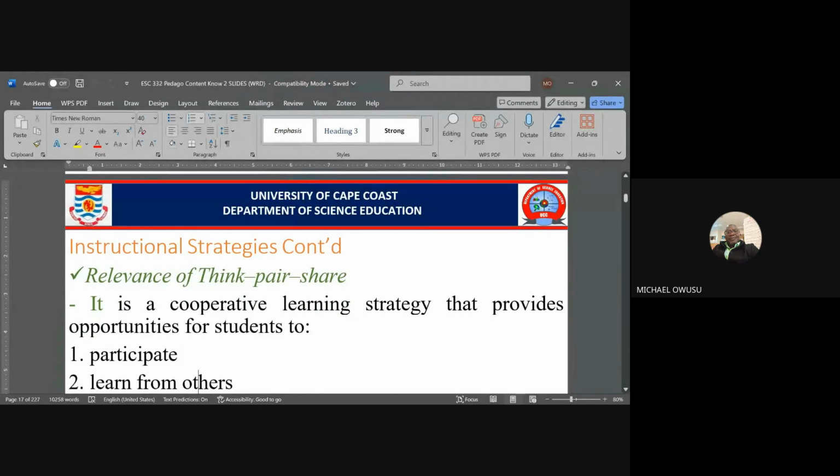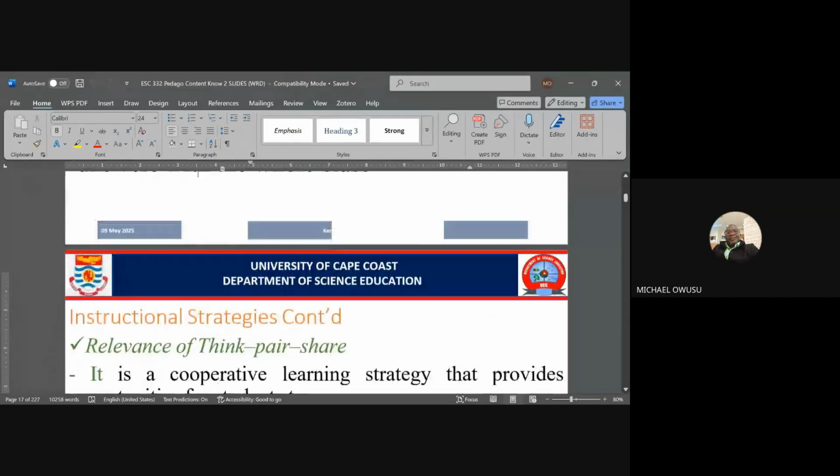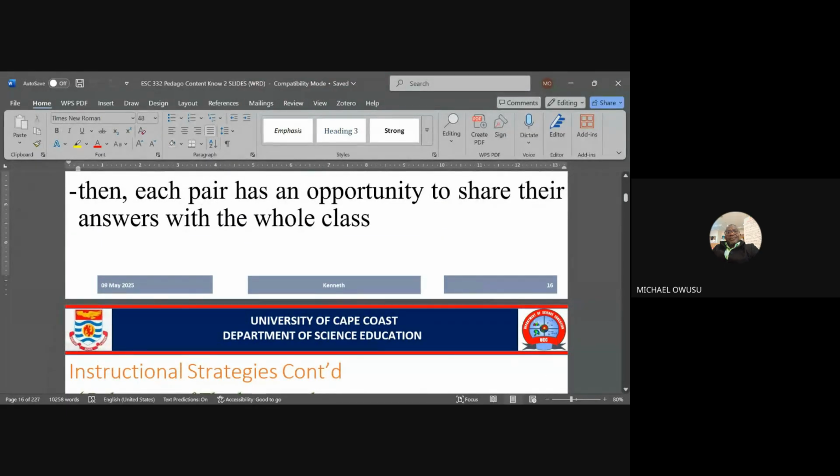So what is the relevance of think, pair, share? It's a question. What is the relevant importance of think, pair, share in your classroom?